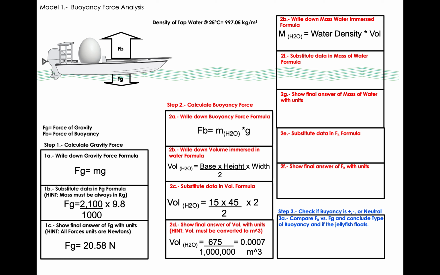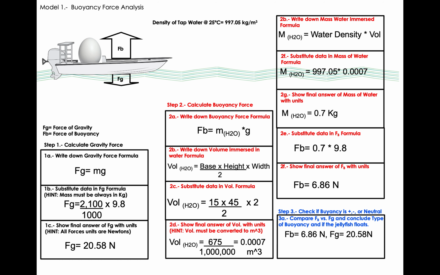Mass of water will be water density times volume. The water density, you can see it at the left, is 997.05 times the 0.0007 that we got for volume. The multiplication gives 0.7 kilograms. Now we can get back to the formula for buoyancy, and that will be the substitution, 0.7 times gravity, 9.8. The answer, 6.86 newtons. Summarizing, force of buoyancy, 6.86 newtons, force of gravity, 20.58 that we got at the beginning.